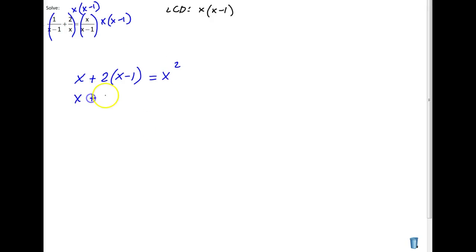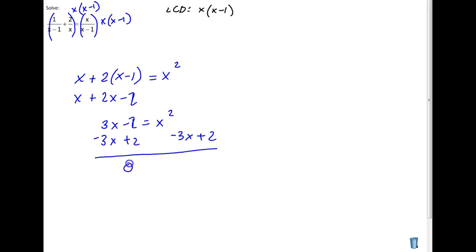So this is x plus 2x minus 1, which is really 3x minus 1, and that equals x squared. Excuse me, oops, you caught my mistake. That's really a minus 2. Okay, so now I'm going to move these to the other side of the equation. So I'm going to subtract 3x because we can't solve until it's set equal to 0. So I have 0 equals x squared minus 3x plus 2.